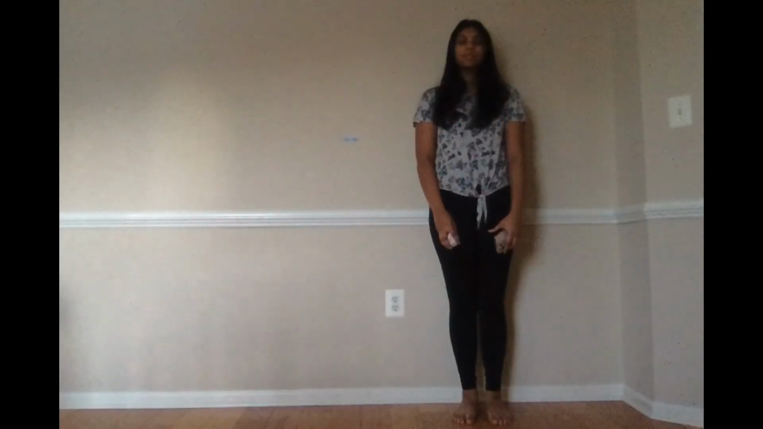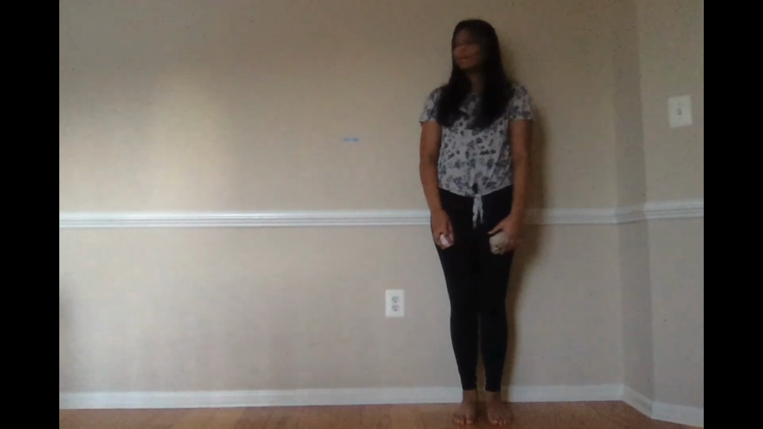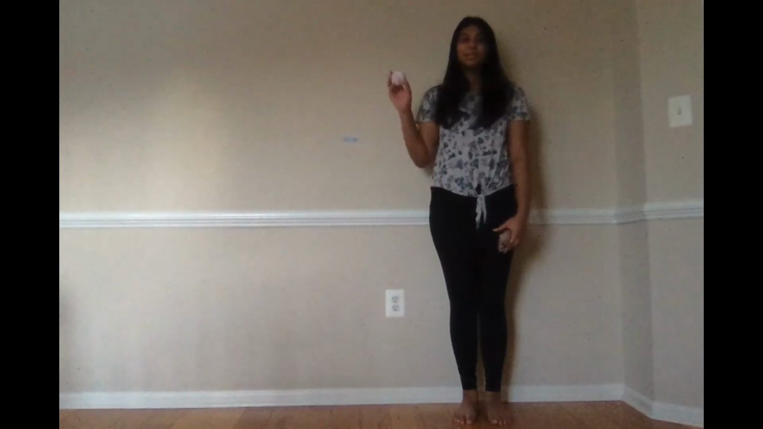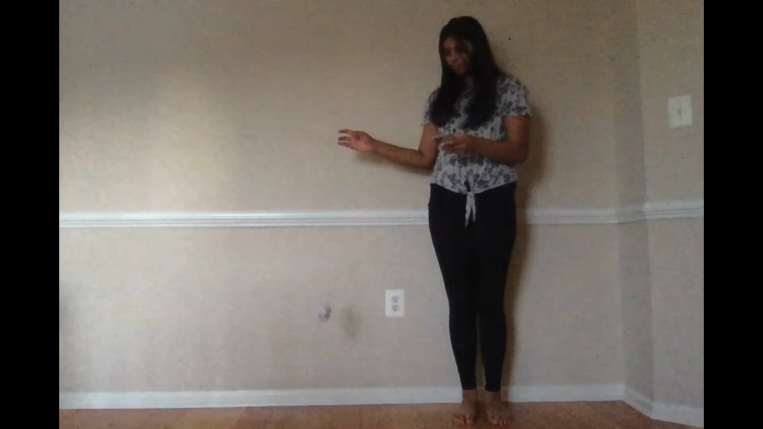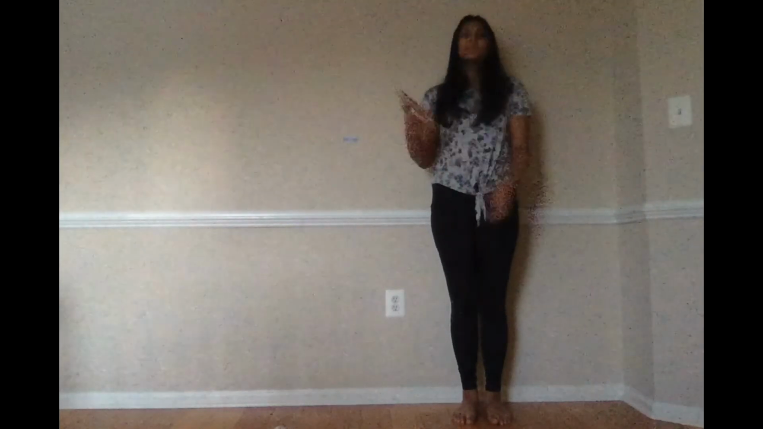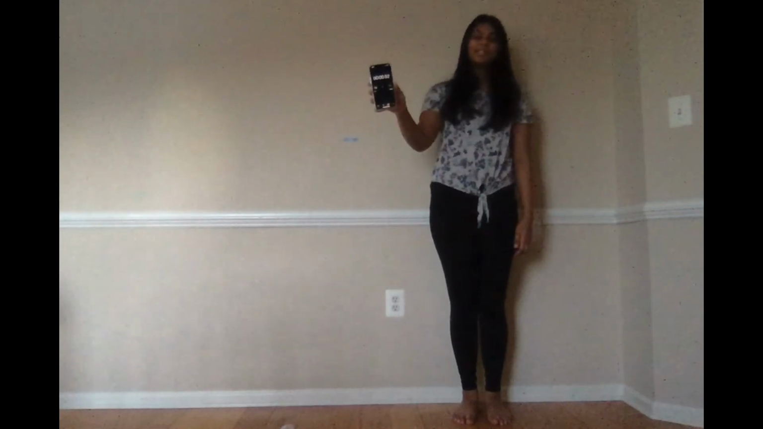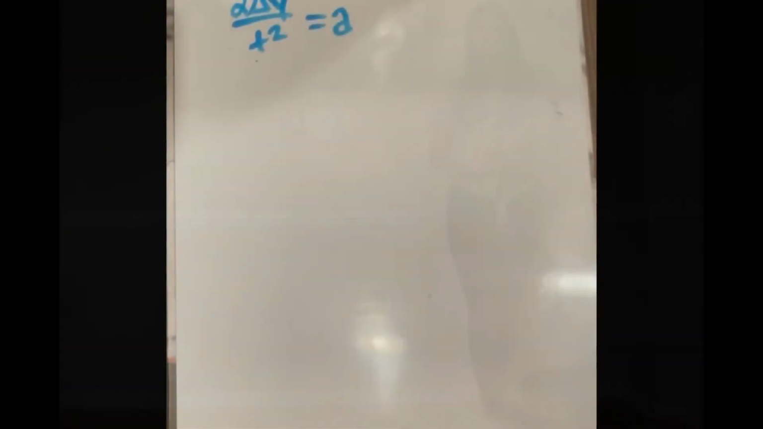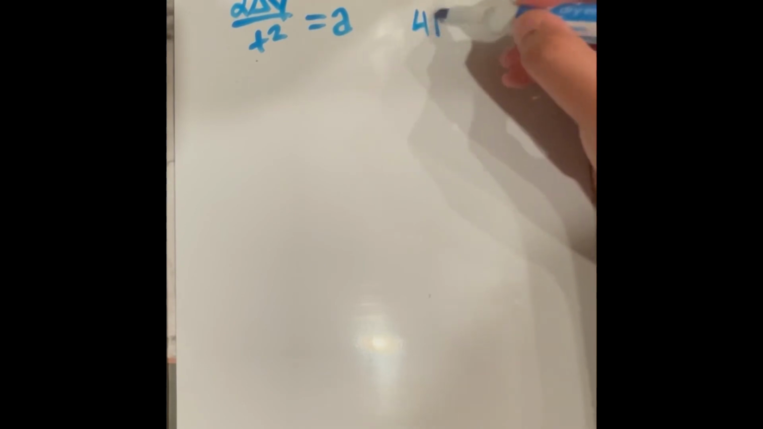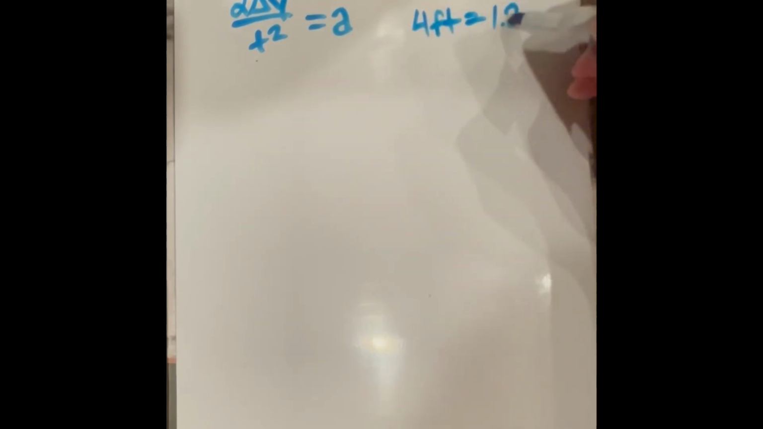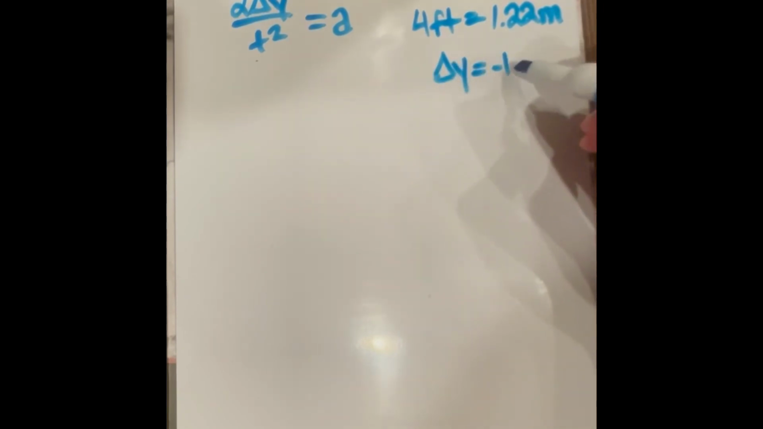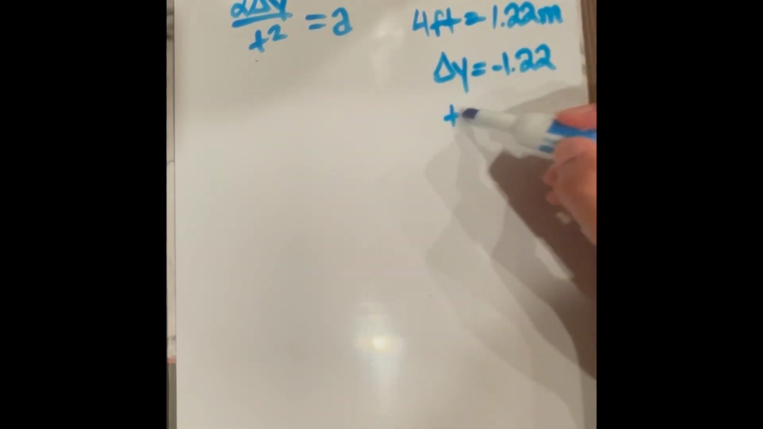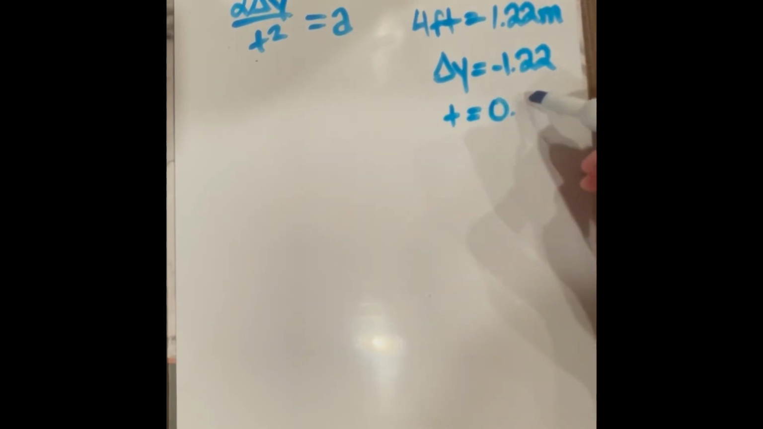Now, let's try the same experiment with a different height and different ball. The height is now 4 feet, and we will be using a baseball instead. It might be a little hard to see, but it says 0.52 seconds. This time, our vertical distance is 4 feet, which is equivalent to 1.22 meters. So, delta y is negative 1.22, and time is 0.52.